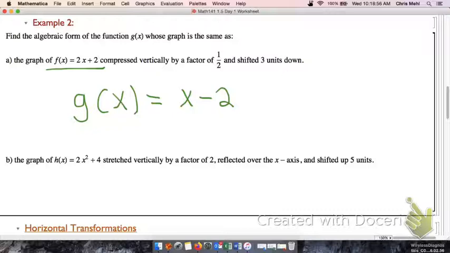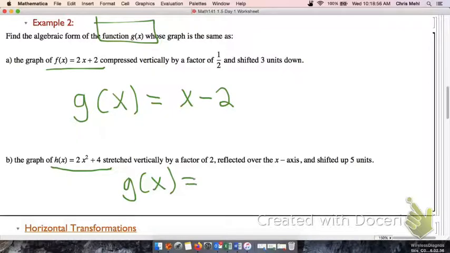And then in part B, we started with the graph of h of x equals 2x squared plus 4, and we wanted to find the algebraic form of the function g of x whose graph is the same as the graph of h of x after we stretched vertically by a factor of 2, and then shifted up 5 units. Okay, and I think what we got is the new function g of x would be negative 4x squared, and then I think we got a minus 3.